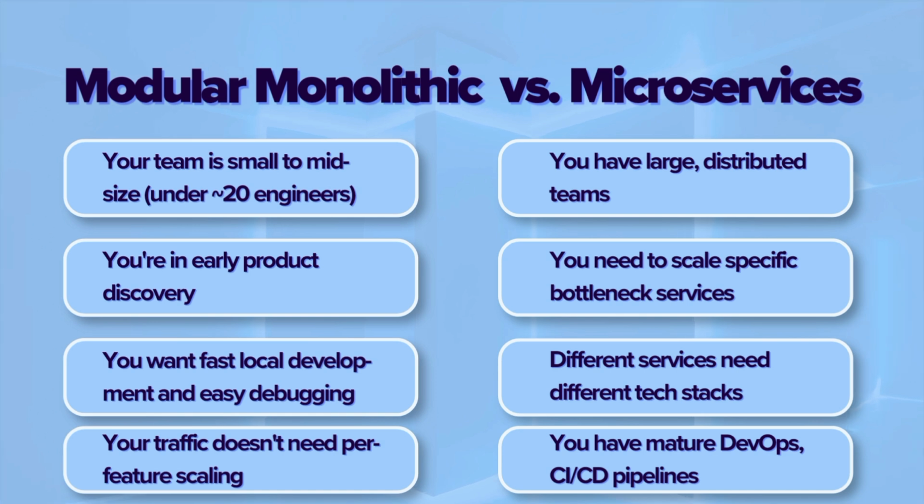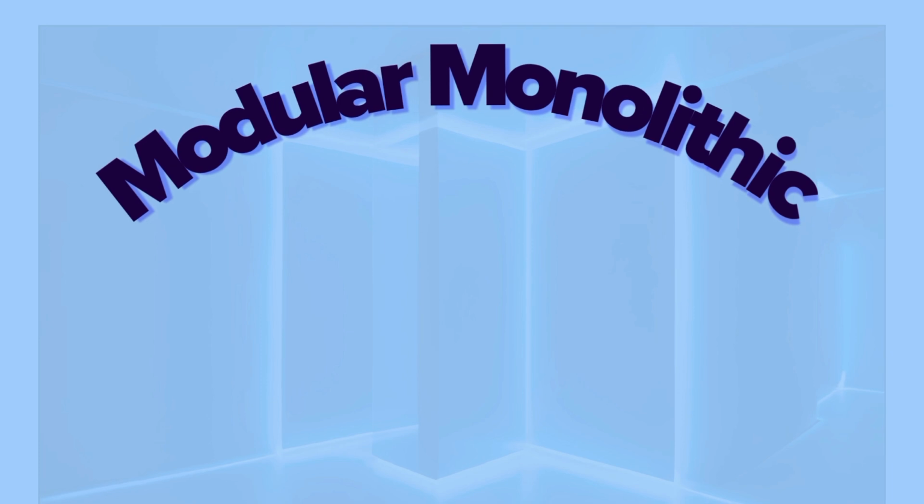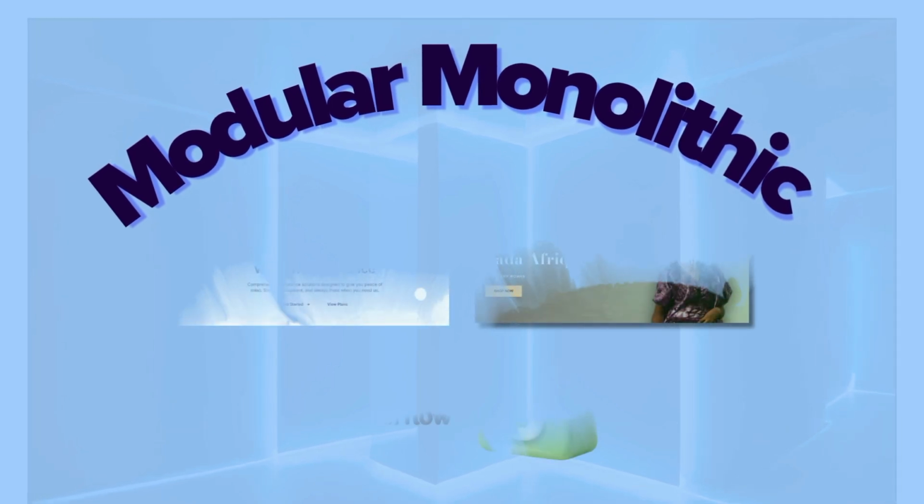But microservices win when you have a large distributed team. For instance, I gave the example of Netflix, right? Ownership clarity matters. You need to scale specific bottleneck services independently, and different services need different tech stacks. So if your authentication service needs a different tech stack from your orders service, you'd have to separate them into different independent services for it to work. And also, when you have a mature DevOps team, with CI/CD pipelines and observability tooling in place, then microservices is your go-to.